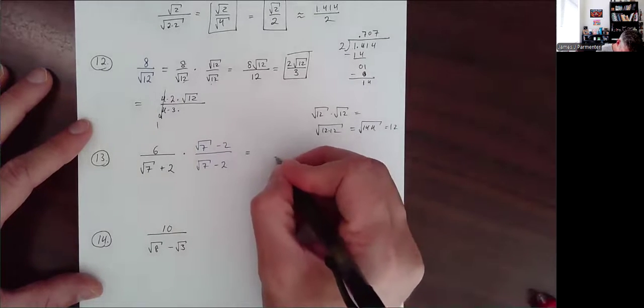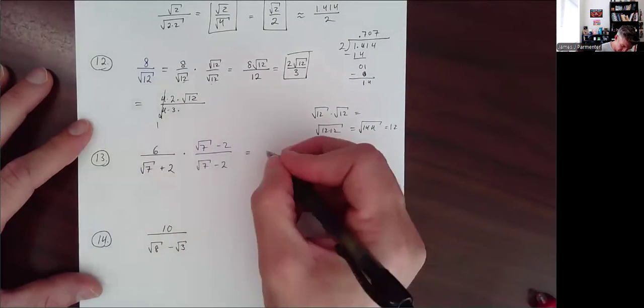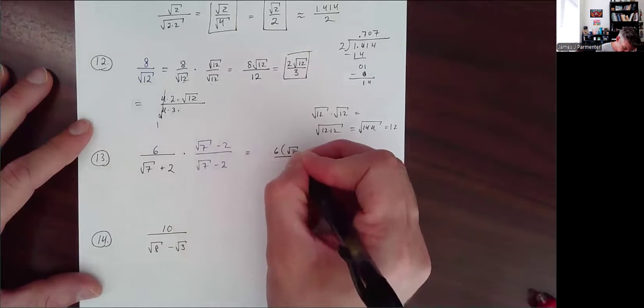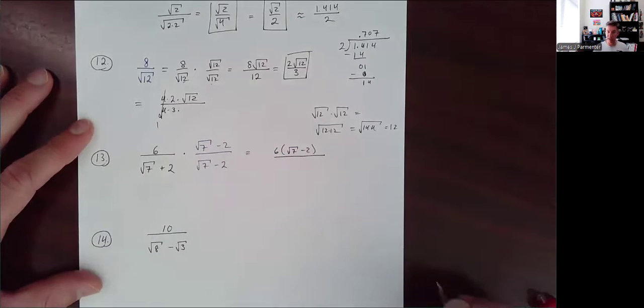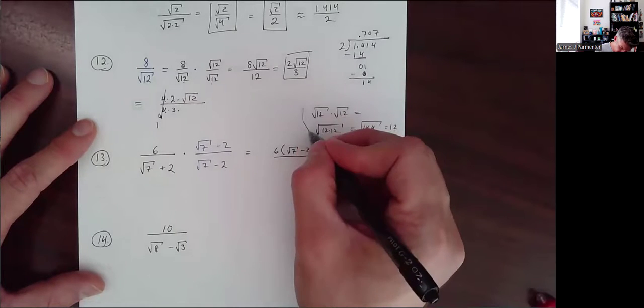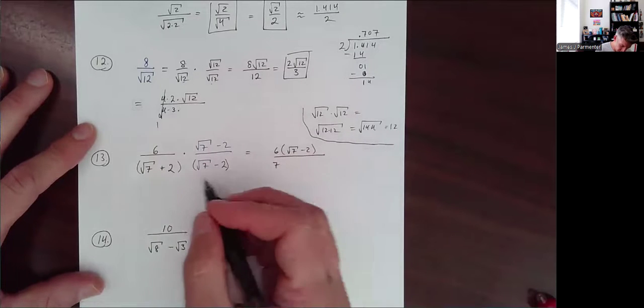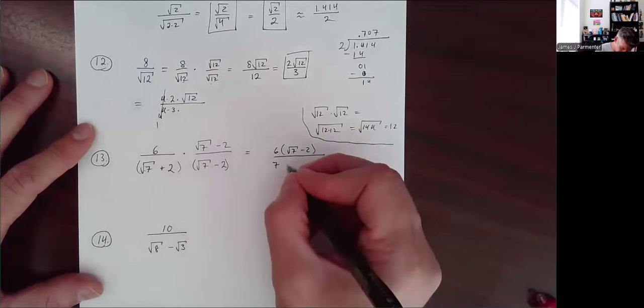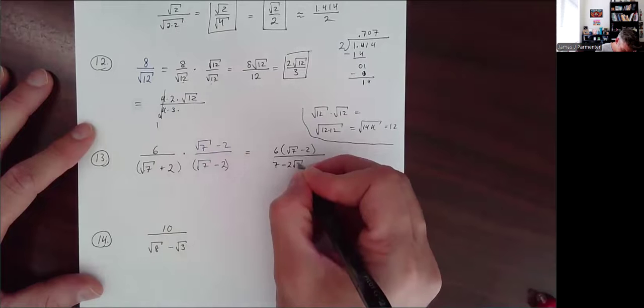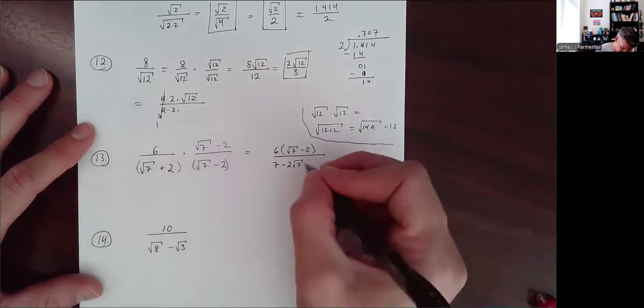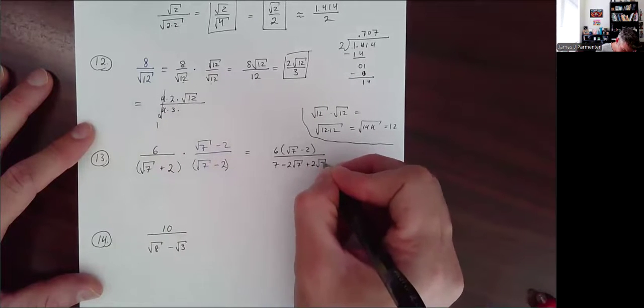The top is easy. You're just going to get 6 times root 7 minus 2. And we're going to distribute that 6 in the next step. So it's a little kind of cluttered here. Apologies. On the bottom, same idea. You're going to get root 7 times root 7. Right, we're foiling this out. So root 7 times root 7 is just 7. You're going to get root 7 times negative 2, so minus 2 root 7. You're going to get 2 times root 7, so 2 root 7.